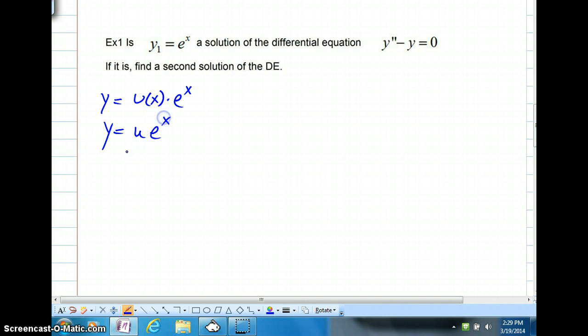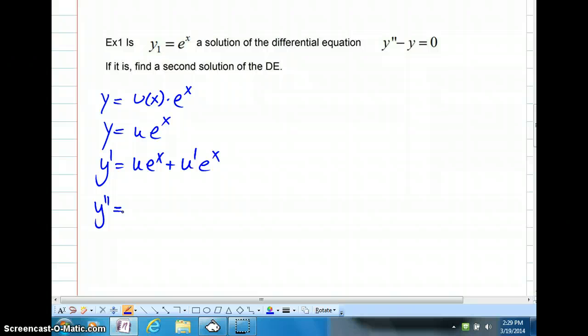Help me out by finding a derivative. What's y prime? We've got to use a product rule, don't we? What would we get? U e to the x plus e to the x times u prime. Well, wait a minute. We're going to need a second derivative. Why? Well, look at the differential equation. It's second order. It's a second derivative. We have to go a little bit further.